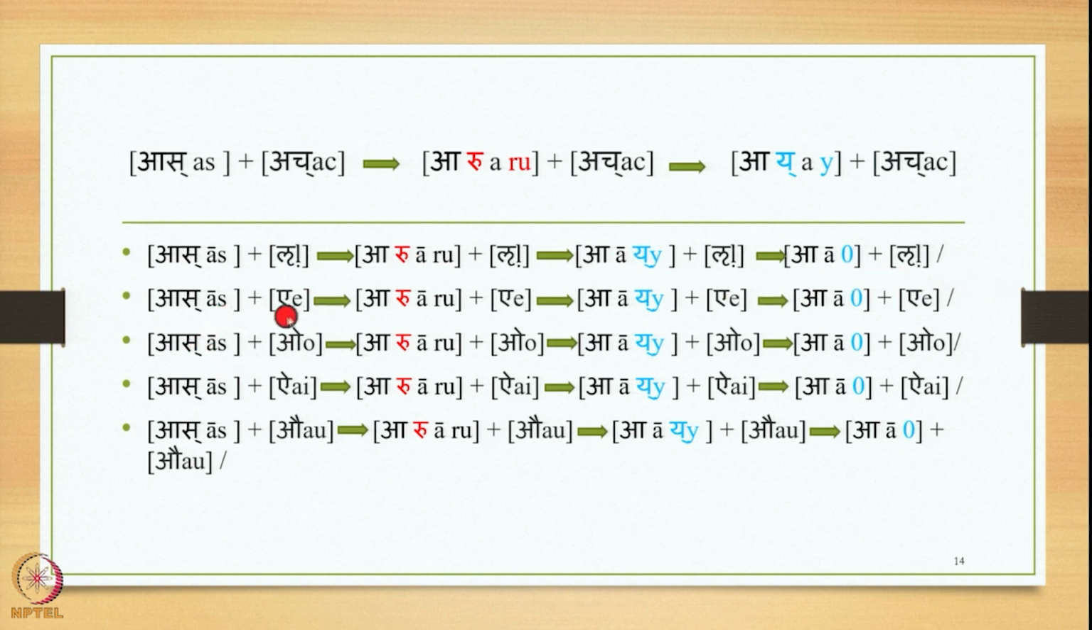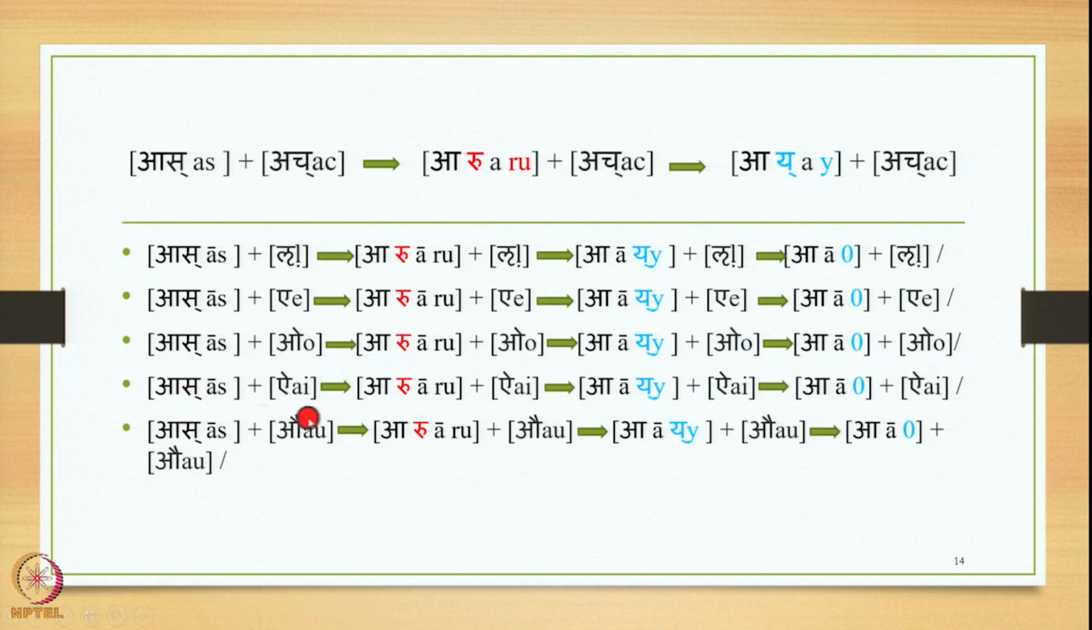Similarly, as plus a is the basic input, from which is generated aru plus a, from it is generated I plus a, and then lopashakalya applies and substitutes this here by 0, so we get a0 plus a optionally. Similarly, as plus o, and it gets substituted by aru plus o, and then I plus o, and then this here gets substituted by 0, so we have a0 plus o optionally derived form.